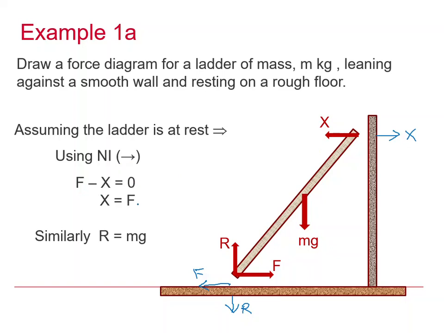That boils down to saying, of course, that F equals X. And similarly, if you resolve vertically, so that would be with a vertical sign there, then taking upwards as positive, you'd have R minus mg equals 0, so you get R equals mg.